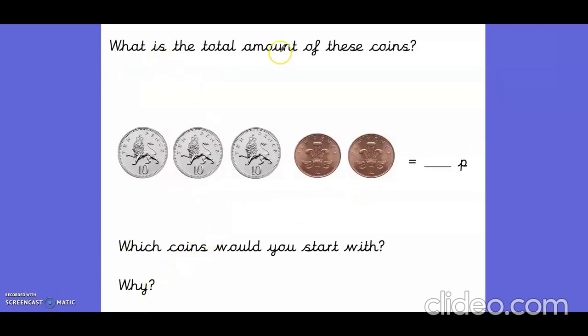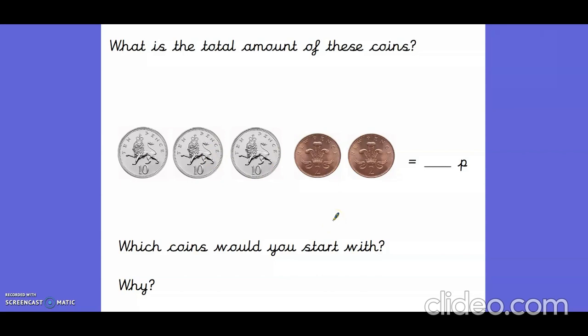Okay, this time it says, what is the total amount of these coins? What do you notice is different? I can see we've got some different coins this time. I've got some silver coins and some copper coins. Which coin would you start with? Which coin would you start counting first?